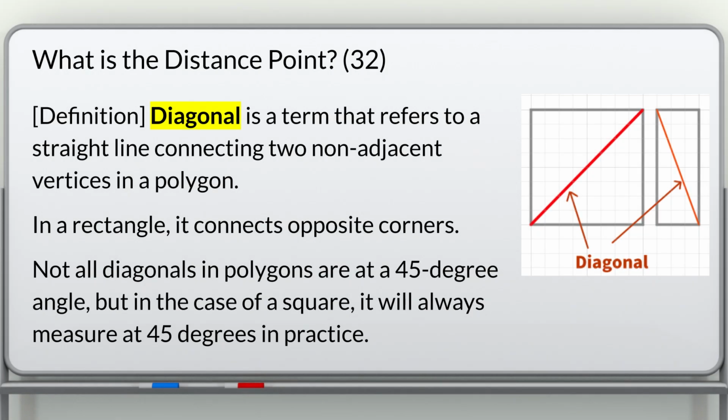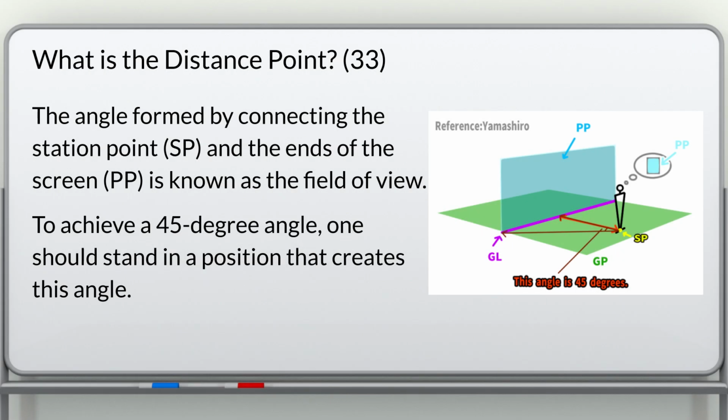Diagonal is a term that refers to a straight line connecting two non-adjacent vertices in a polygon. In a rectangle, it connects opposite corners. Not all diagonals in polygons are at a 45-degree angle, but in the case of a square, it will always measure at 45 degrees in practice. The angle formed by connecting the station point and the ends of the screen is known as the field of view. To achieve a 45-degree angle, one should stand in a position that creates this angle.